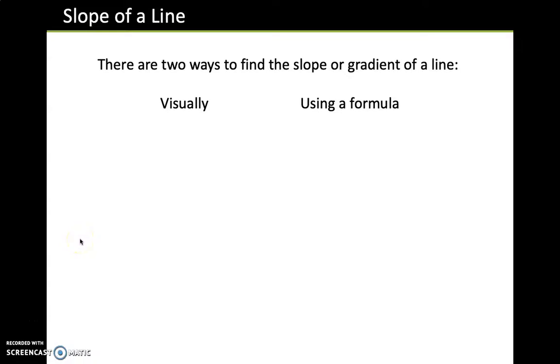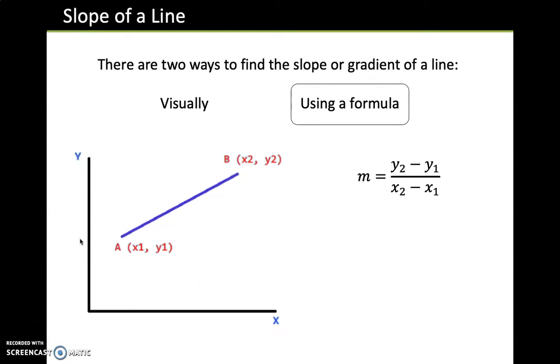So now we're going to be looking at how to calculate the slope by using the formula. Again, like the distance and the midpoint, there's a formula given to you. You don't have to remember it, you just have to know how to use it. When you have a line and your points x1, y1, x2, y2, this is your formula.